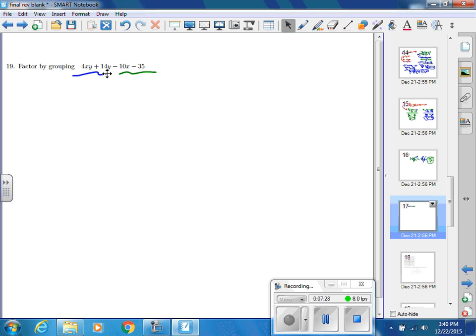So the first one, I'll stick with the blue. I'm looking at this. They both have a 4 and a 14, so take out a 2. They both have a y, so take out a y. What's left over? In the first one, I'm left with a 2x, and in the second one, I'm just left with a 7. So 2x plus 7. In this next one, I better get 2x plus 7. If I don't, something went wrong. I need to go back and look at what I'm doing here.